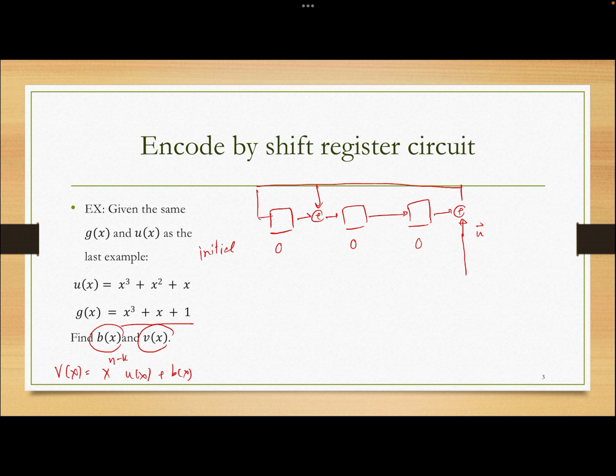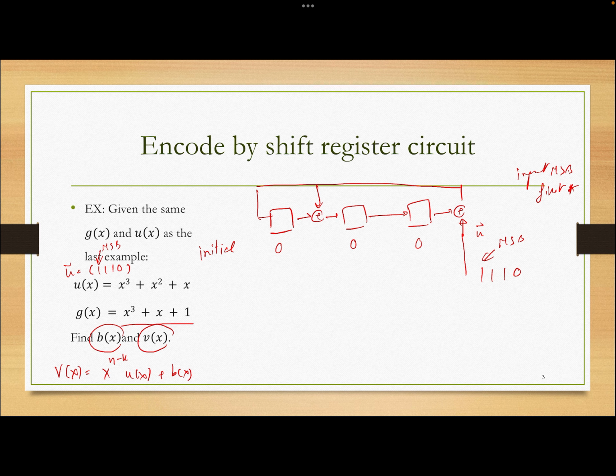U is x cubed plus x squared plus x, so u is 1 1 1 0, with the most significant bit on the left. Okay, always, you will input the most significant bit first, on the left. You input MSB first. Okay, this is important.